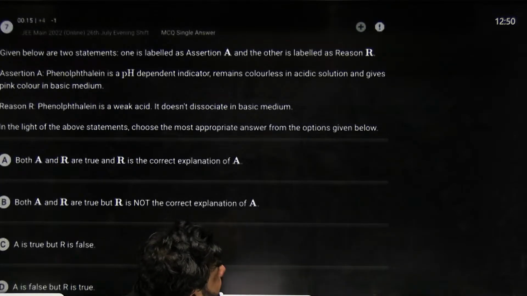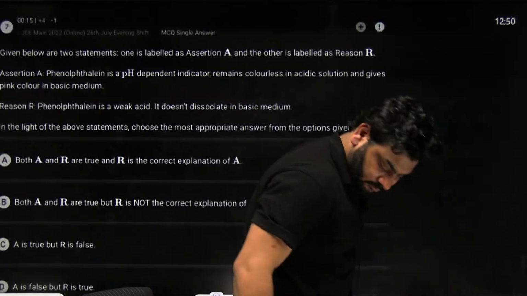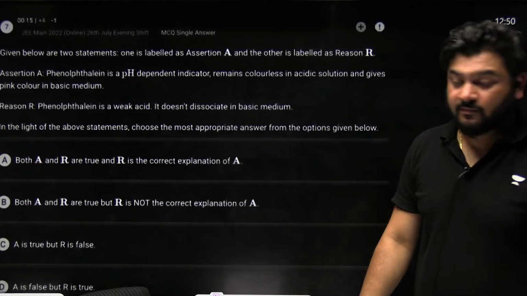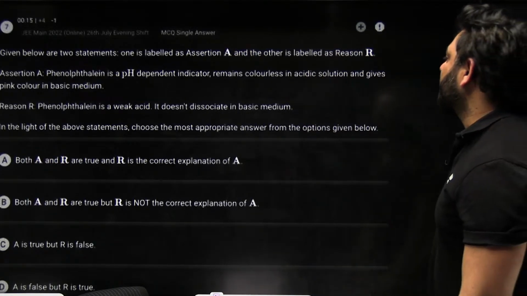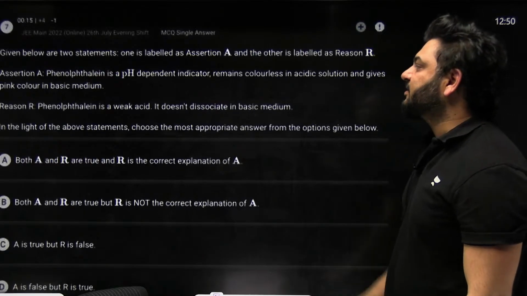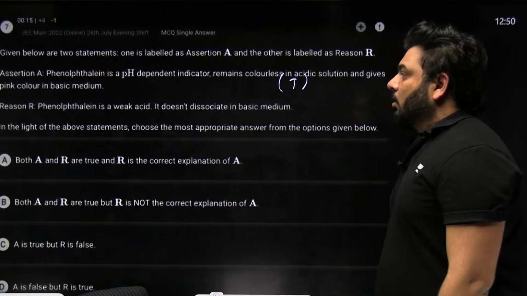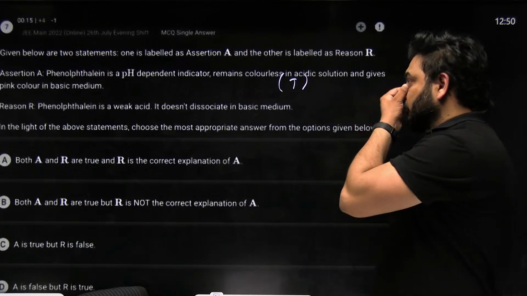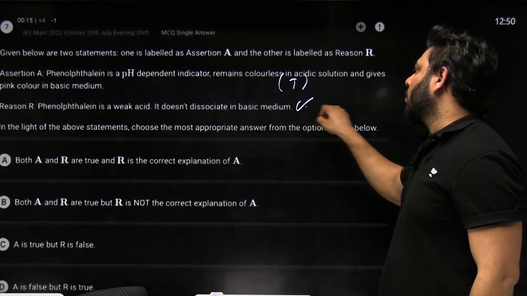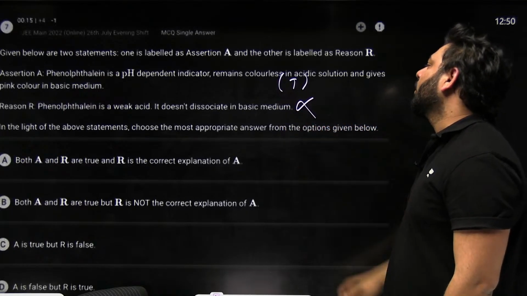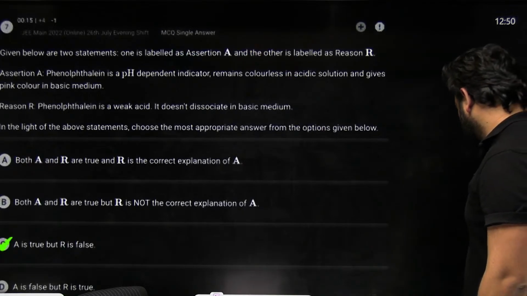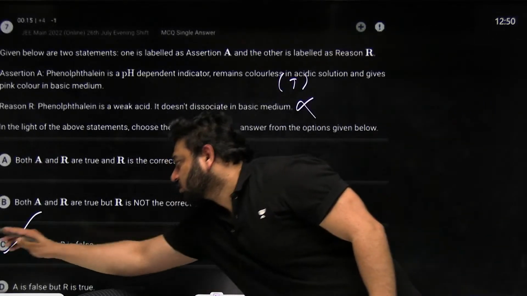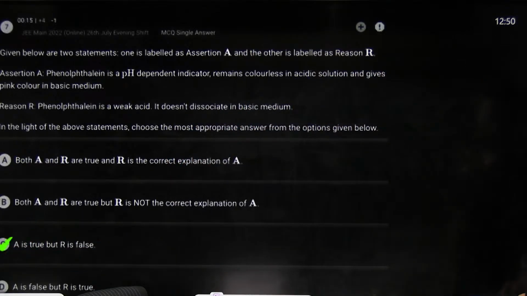We have another question here. We have a similar question here. The question is, phenolphthalein is a pH indicator and it remains colorless in acidic condition. It gives a pink color in basic medium, which is true. Phenolphthalein is a weak acid and it doesn't dissociate in basic medium. It is wrong. It dissociates in basic medium only. So A is correct, B is false, C is right. Correct. A is true, B is false. Reason is false.